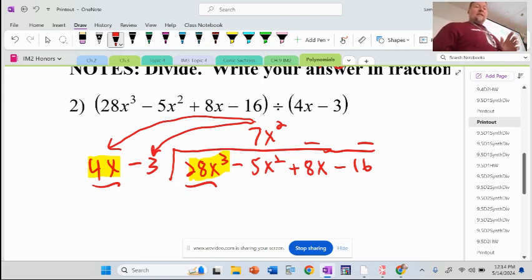All right, so we can do 7 times 4, 28x cubed. And what's 7 times -3? -21x squared. And we do want to line up like terms. Watch, sometimes this will skip. I hope I picked the right examples to see that happen.